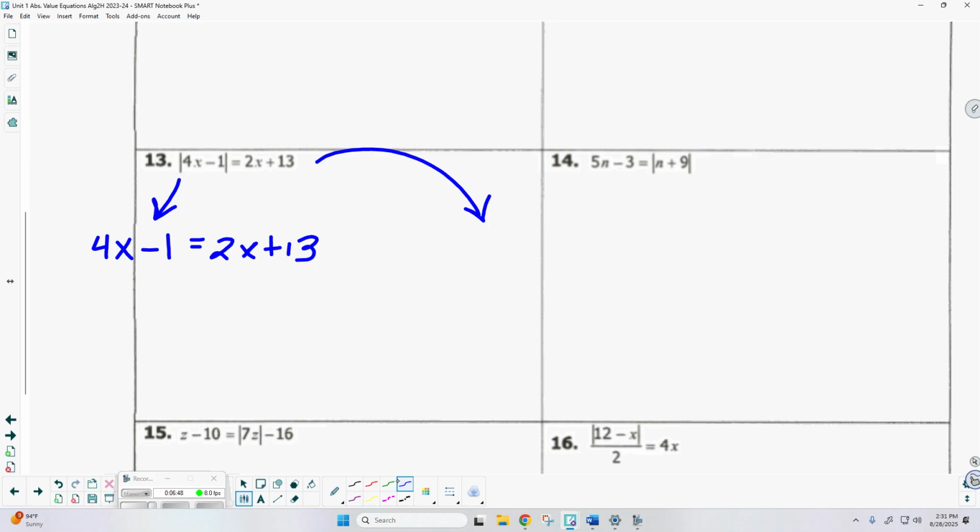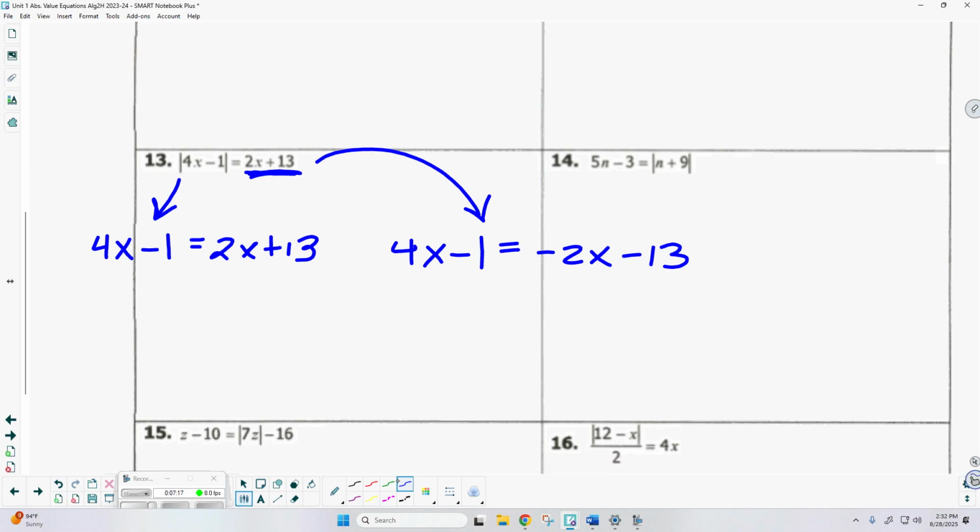There you go. Normally, this equals some number. Well, we would take the opposite of that number. Even though we have a binomial, I'm still going to take the opposite of each term. So I'm going to say the 4x minus 1 equals, the opposite of positive 2x is negative 2x, and a positive 13, the opposite is a negative. And then we just solve the equations like normal.